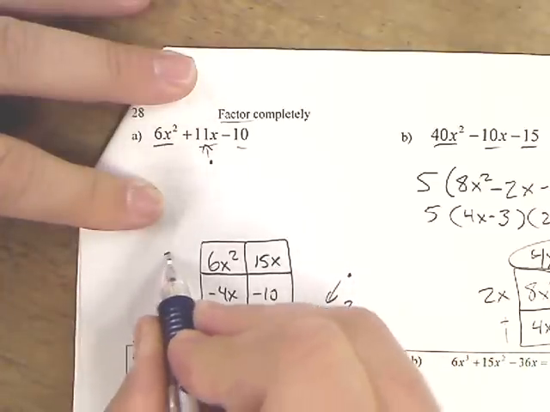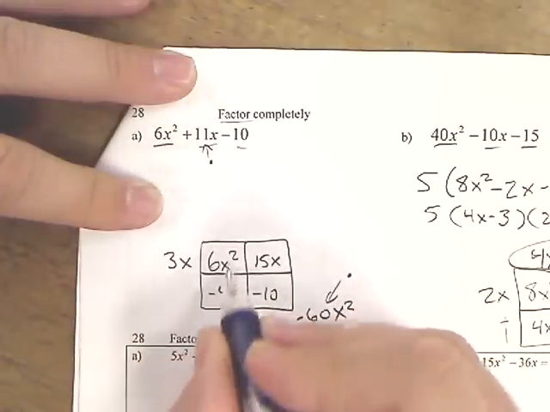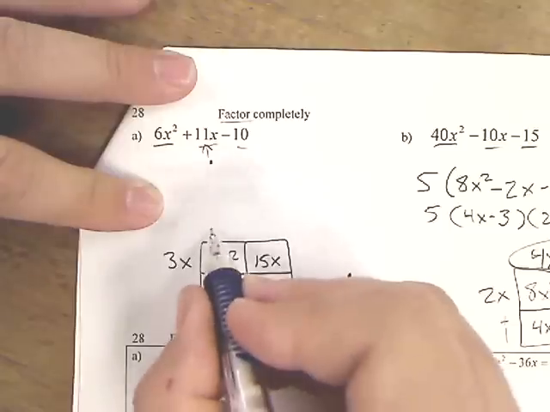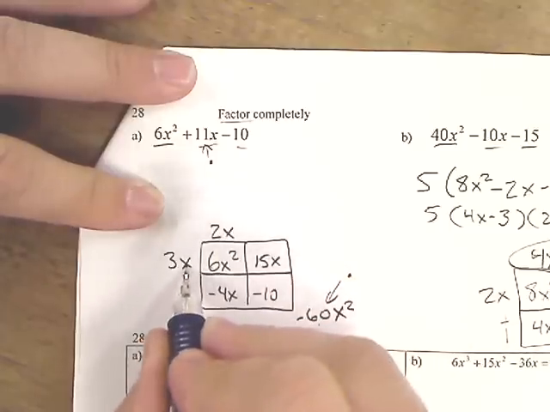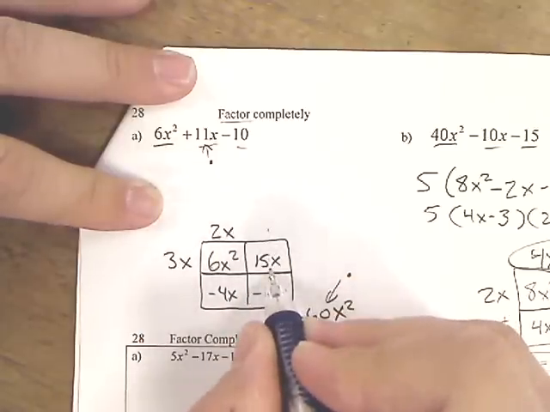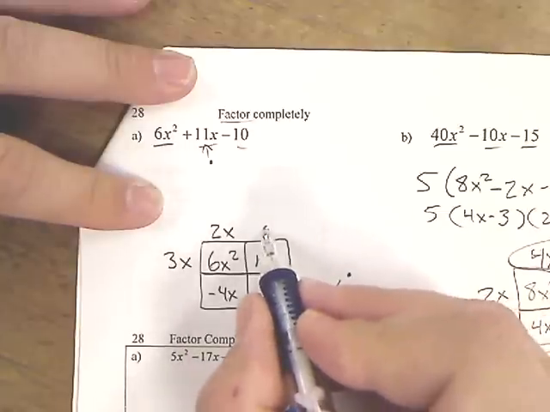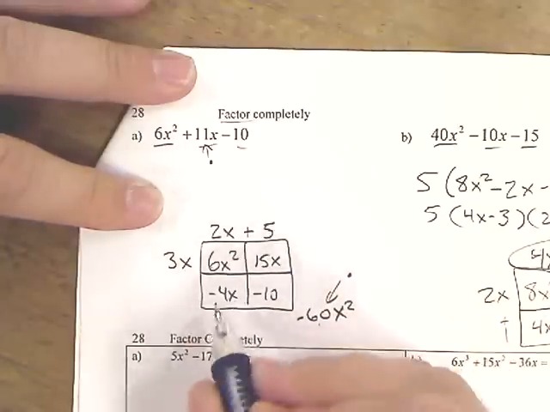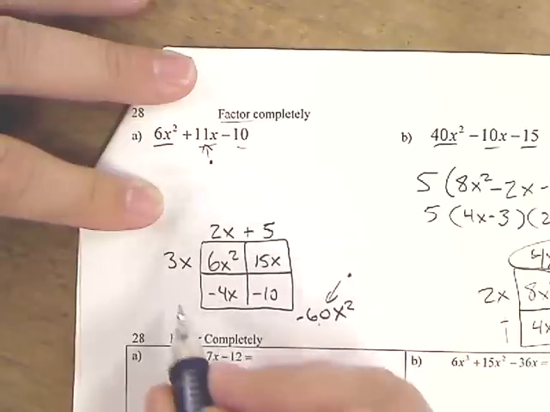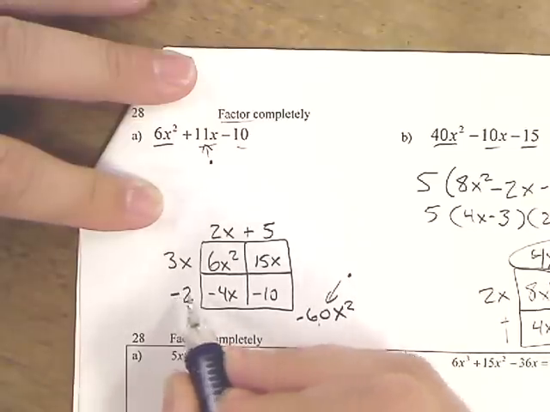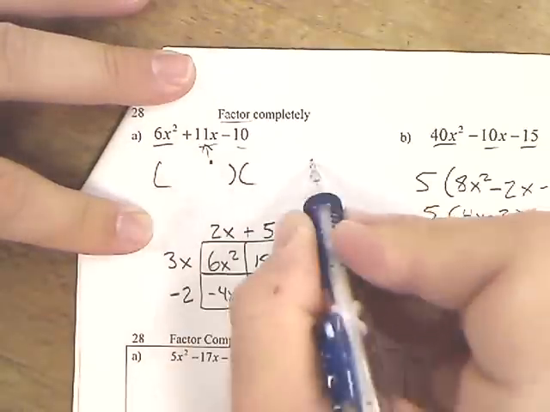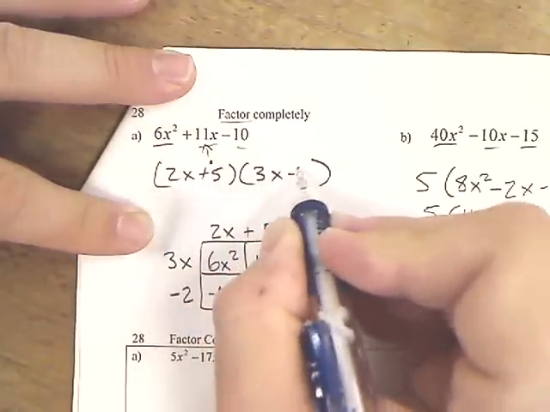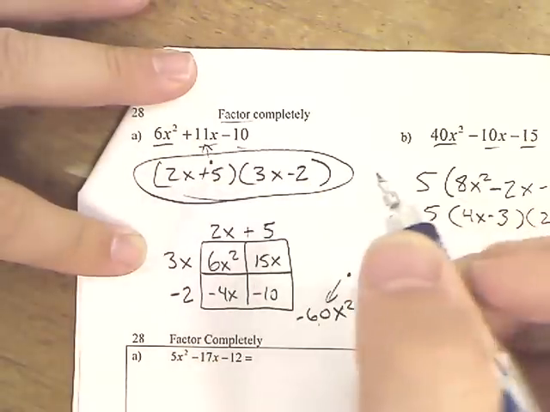Common factor is 3x. Common factor, the 2x goes into both of those guys, so 2x. 3x times what is 15x? 2x times what is negative 4x? So the factors for this guy are 2x plus 5 and 3x minus 2. Alrighty?